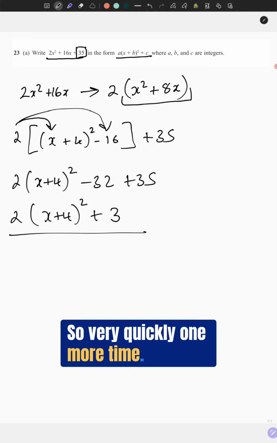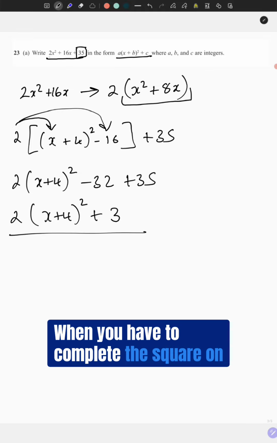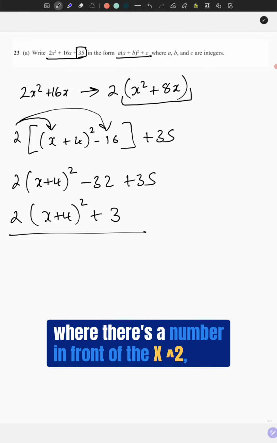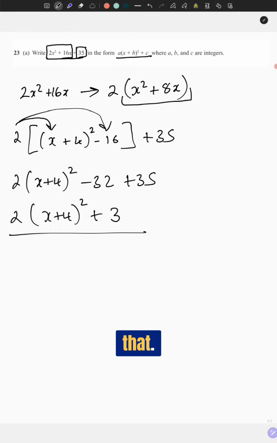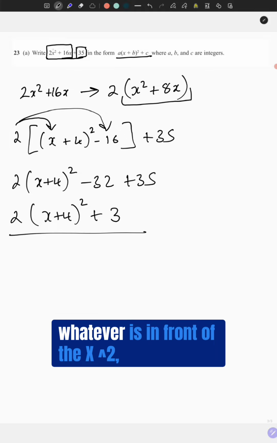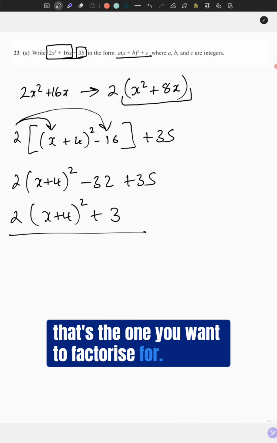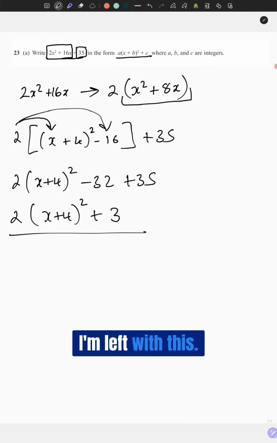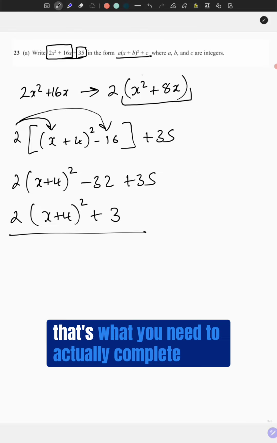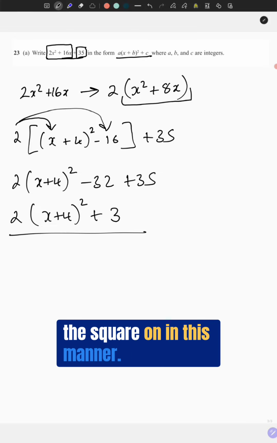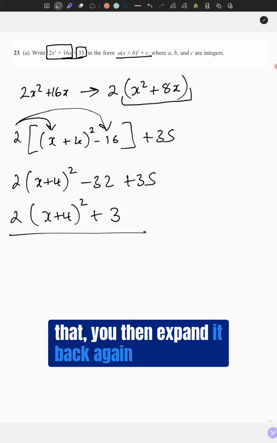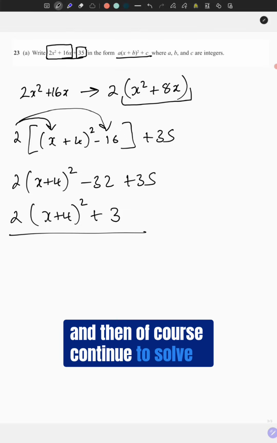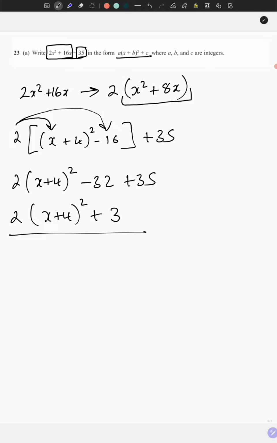So very quickly, one more time. When you have to complete the square on a question like this where there's a number in front of the x squared, you must first factorize the first two terms like that. Take the number outside, whatever is in front of the x squared, that's the one you want to factorize for. So I took it outside, I'm left with this. The bracket you're left with, that's what you need to actually complete the square on in this manner. Now, once you've done that, you then expand it back again, and then, of course, continue to solve and simplify. That's it.